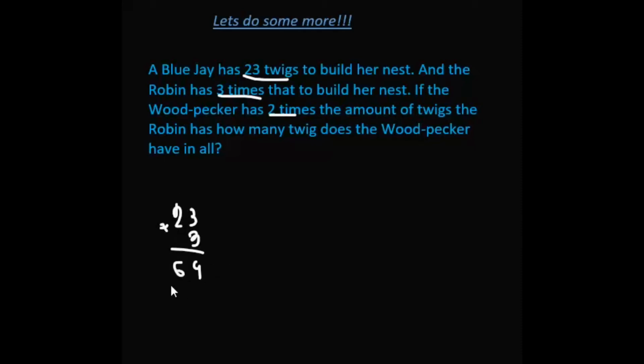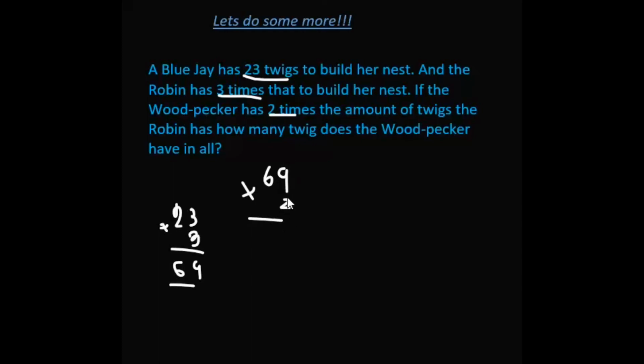Now the robin has 69 twigs to build her nest. But now the question asks, how many twigs does a woodpecker have? Not the robin. It says the woodpecker has 2 times the amount of twigs the robin has. So now we have to do 69 times 2 to get the amount of twigs the woodpecker has.